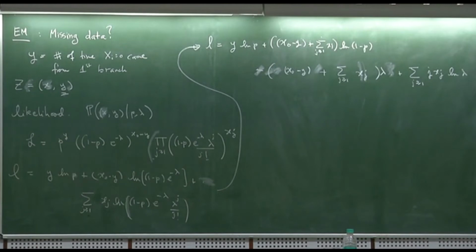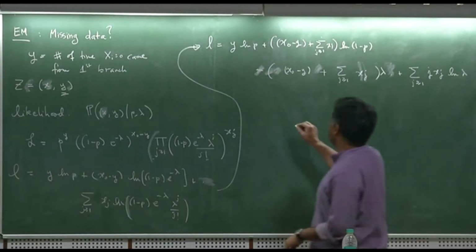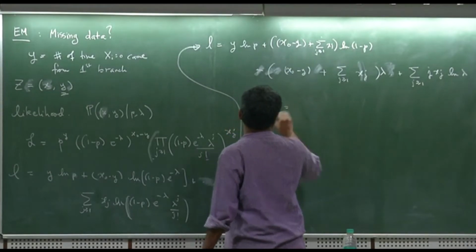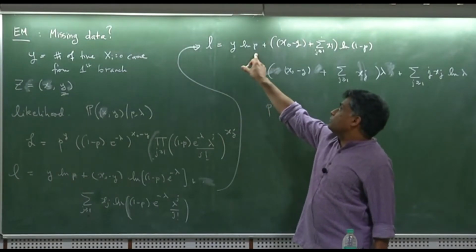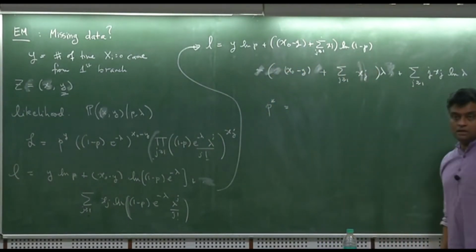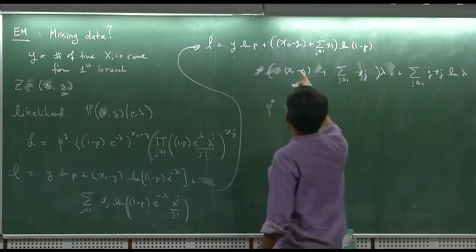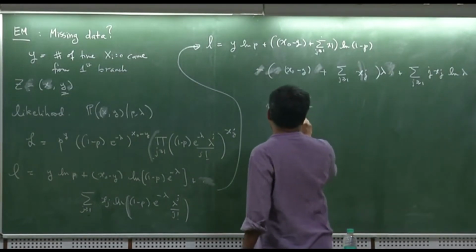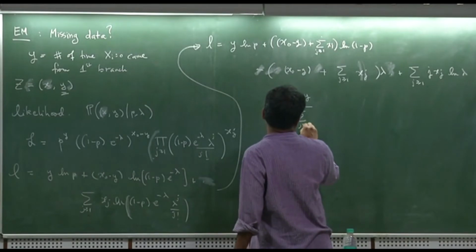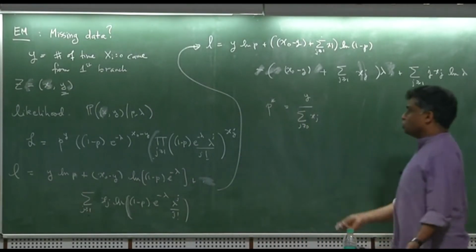I'm pretending that I have the data. So if I have the data, what is the optimum value of p star? Looking at that, remember, this is of the form log y times log p something times log 1 minus p. So y divided by what should be the summation of these? It's simply the summation over j greater than or equal to 0 of xj, the total number of points that you have generated.